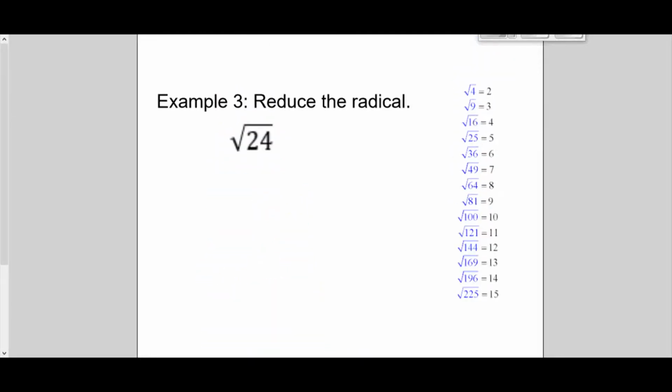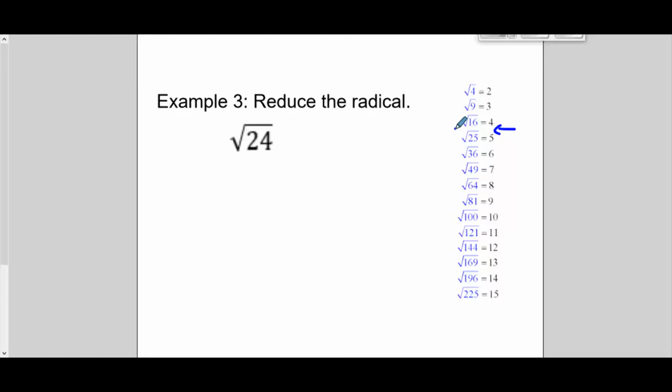So example 3, reduce the radical. We have the square root of 24. Again, where would this be in between? This would be in between 16 and 25. You might already know which one divides in there nicely, but just so that we can see the process, I'll start with the one that's lower than it, 16.